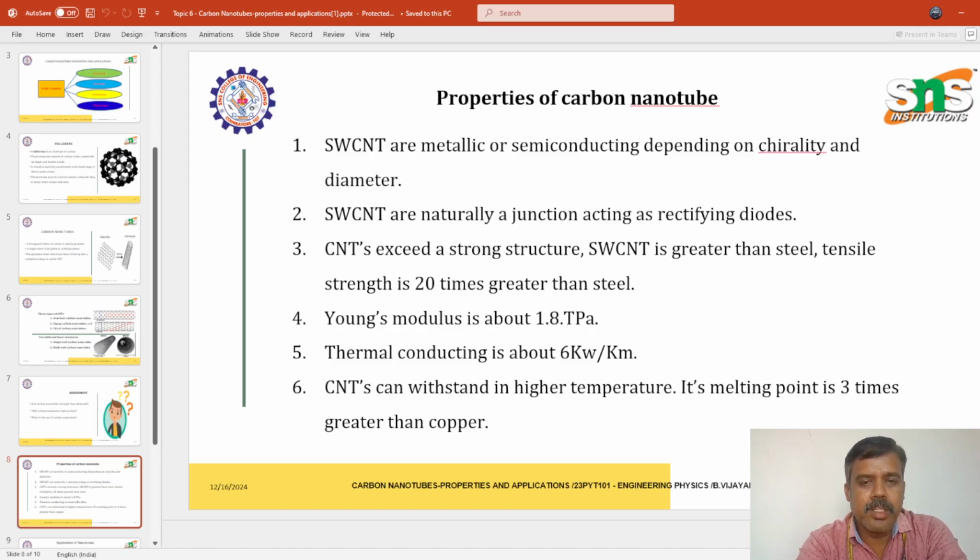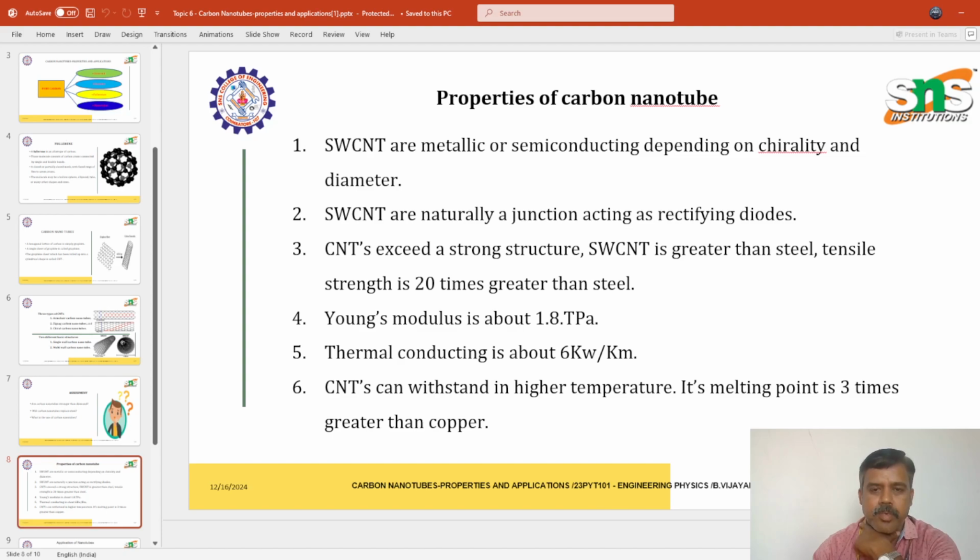Young's modulus is about 1.8 terapascal. Thermal conductivity is about 6 kilowatt per meter kelvin. CNTs can also withstand higher temperatures; the melting point is 3 times greater than copper. So the properties of carbon nanotubes are better than other materials.